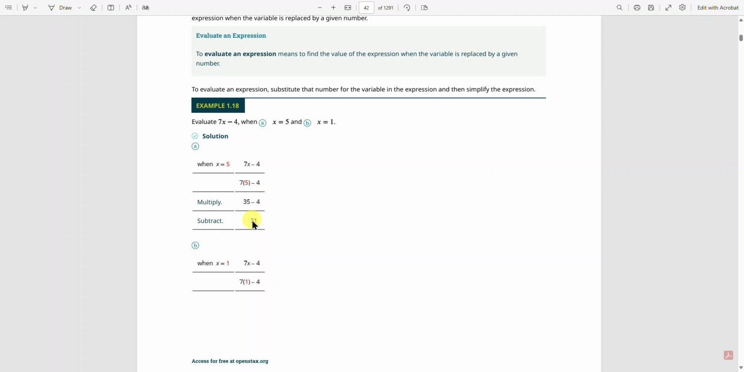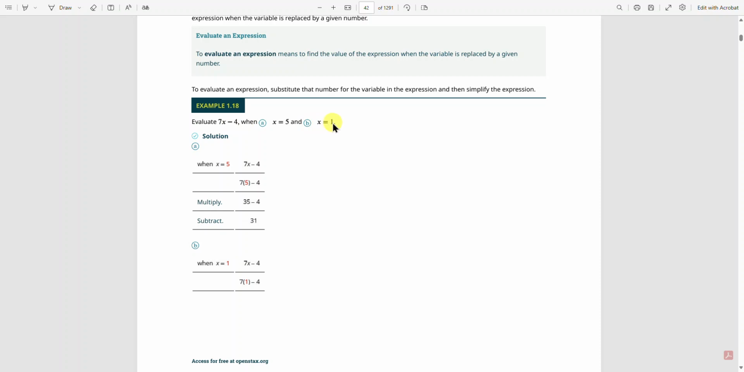That's what it means to evaluate an expression, to find the value of an expression in a particular circumstance where one of the variables is actually known. And we've done that. So we walked through that and found that the value of the expression is 31 when x equals 5. Now, letter B here asks us to find the value of this expression when x equals 1.